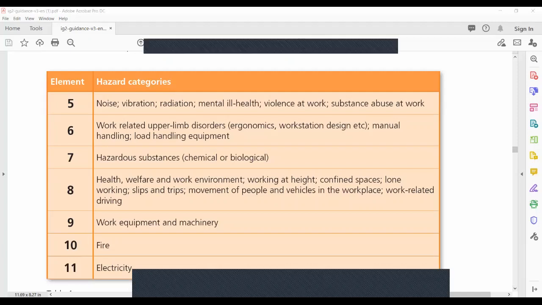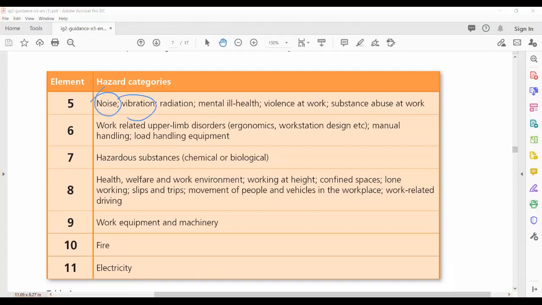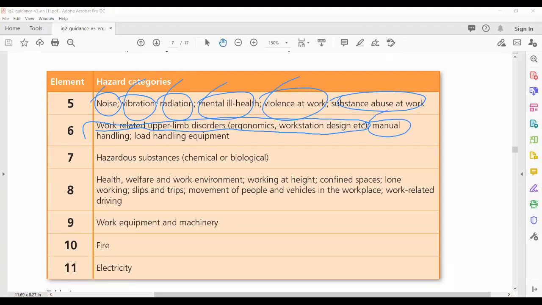The hazard categories in element number 5, which we covered last week, include noise, vibration, radiation, mental ill health, violence at work, substance abuse at work. In element number 6, what are the hazard categories covered? It covers work-related upper limb disorders, ergonomics, workstation design. This is one hazard category. Then you have manual handling as a second category in element 6. And the third category is load handling equipment.